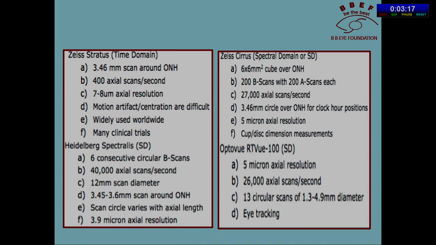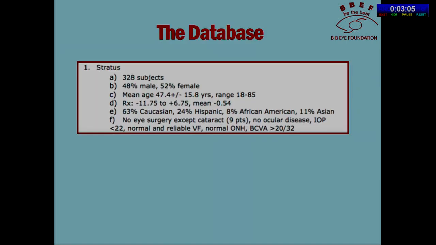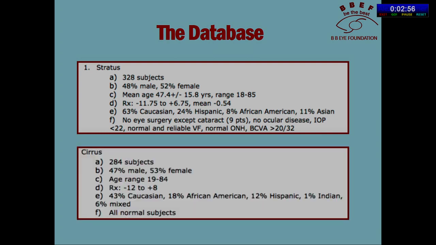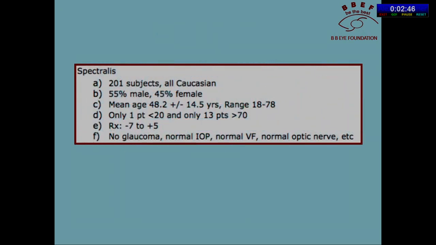you can find the Heidelberg Spectralis gives 40,000 axial scans per second. It can find a very minute defect in the retinal nerve fiber layer. The database. The Stratus has a database of 28 subjects, and of these 63% are Caucasian and only 11% are Asians. In the Cirrus, 284 subjects, 43% are Caucasian and 1% is Indian as the database. Spectralis, 201 subjects, all Caucasians.